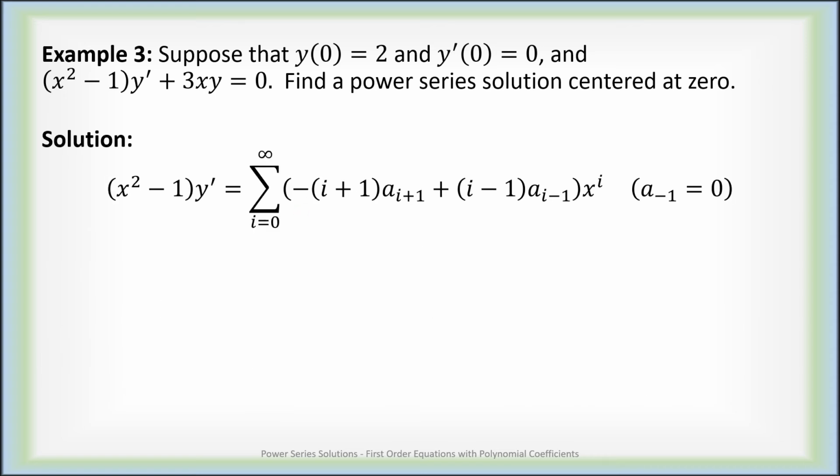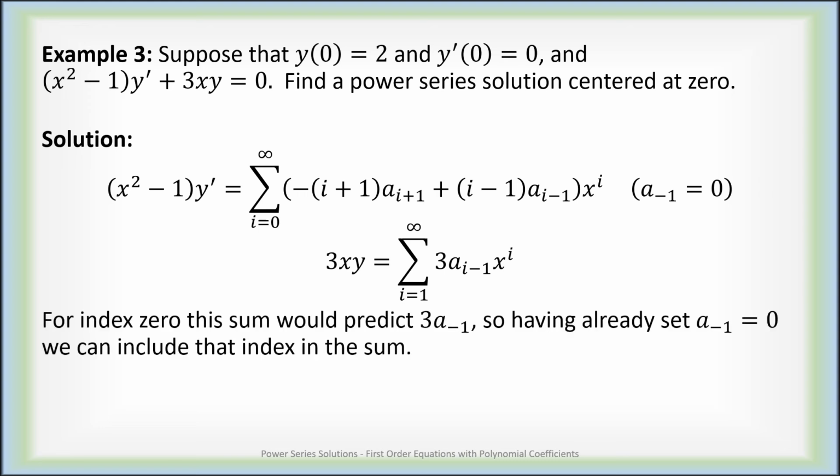So here's our power series for x squared minus 1 y prime. Here was our power series for 3 times x times y. Now notice this power series begins at index 1. What would it predict for index 0? If I tried to put index 0 into this sum, I'd get 3 a sub minus 1 x to the 0. And since we already declared that a sub minus 1 should be 0, we can freely add this into that power series without changing its value.